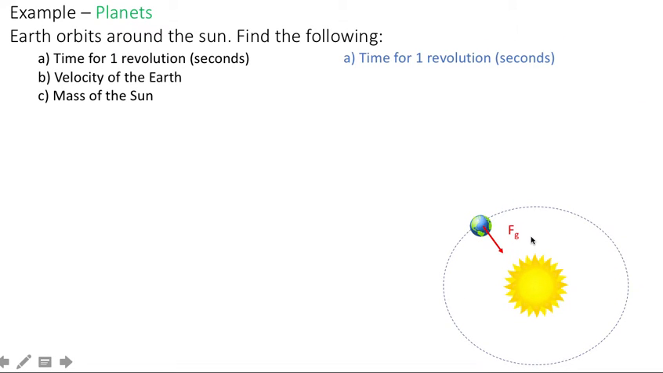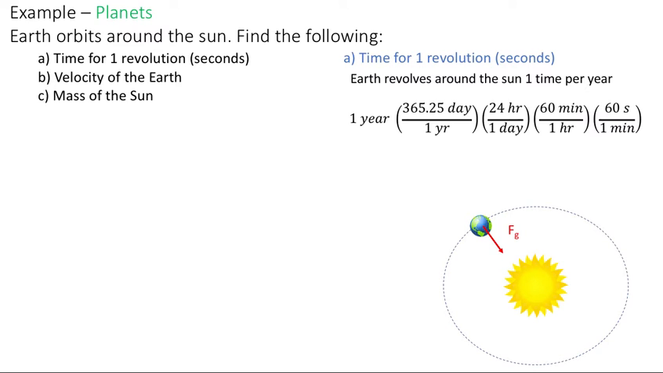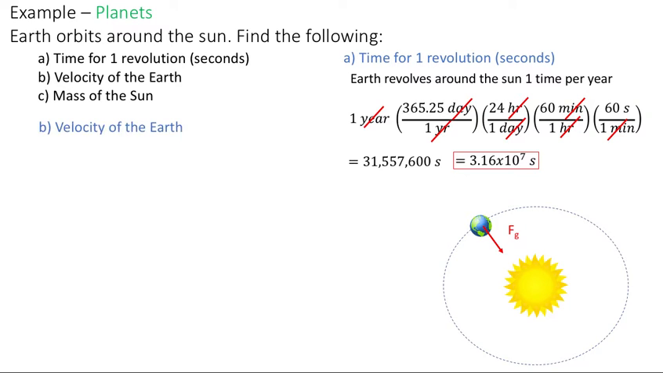So if we're looking for A, the time for one revolution, we know that the Earth revolves around the sun one time per year. So we know the time it takes is going to be 365.25 days, but we're going to have to convert that into seconds. So we'll notice that our years cancel. We know there's 24 hours in a day, 60 minutes in an hour and 60 seconds in a minute. If we multiply 365.25 times 24 times 60 times 60, we're left with 31,557,600 seconds. In scientific notation, that's 3.16 times 10 to the 7th seconds.